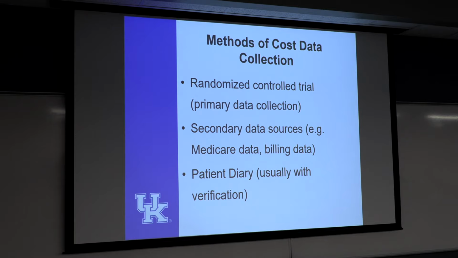Okay, here we go. Very often, we can do it alongside a randomized controlled trial. So you have a trial where patients are being randomized to particular treatments, and you're following them for a period of time, and you can collect information about their medical care. You can collect information from them about work time lost. You're doing it alongside prospectively. A lot of times, because that is expensive, we can use secondary data sources.